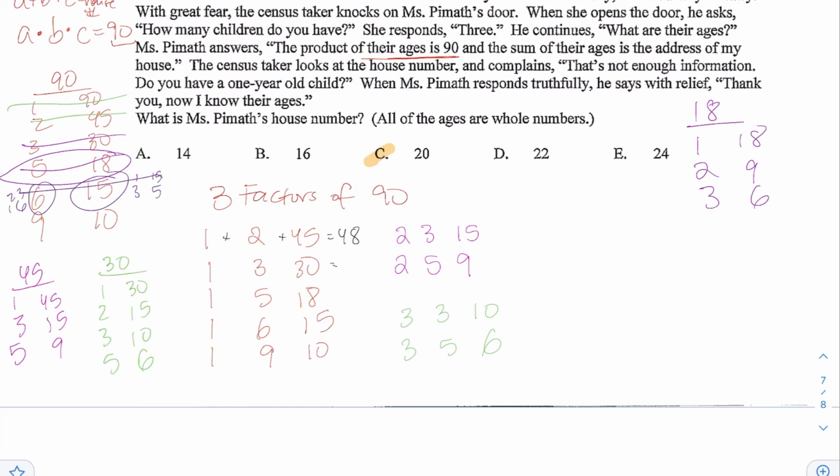This would be 30 plus 4, 34. This would be 18 plus 6, 24. This would be 1 plus 21, or 22. This would be 20. This would be 20. This would be 2, 5, and 9, which would be 16. Here, 3, 3, and 10 is 16. And 3, 5, and 6 is 14. So you have all of these potential sums.